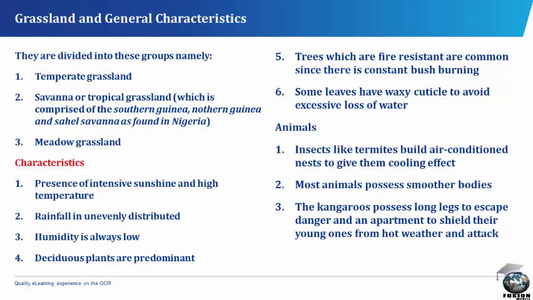The characteristics of animals in grassland are: insects like termites build air-conditioned nests to give them cooling effect. Most animals possess smoother bodies, and the kangaroos possess long legs to escape danger and a pouch to shield their young ones from hot weather and attack.